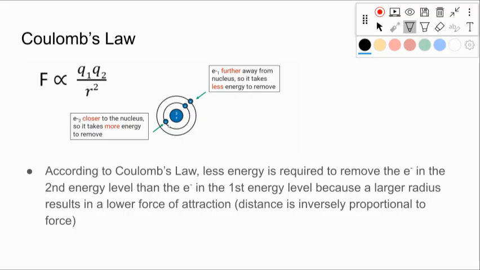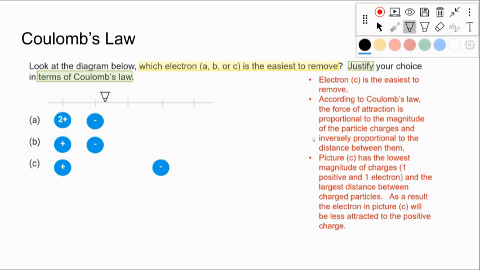That literally just described this equation, is all that it just described. Picture C has the lowest magnitude of charges, positive 1, negative 1. So it says 1 positive and 1 electron. Again, we aren't really sure what the situation is. And the largest distance between charged particles.